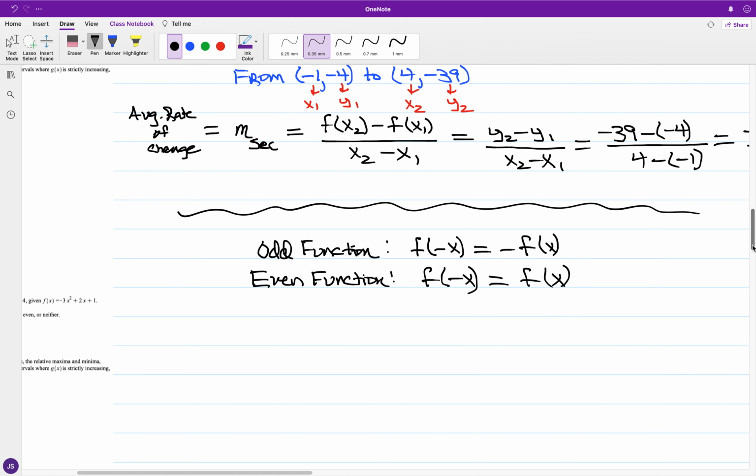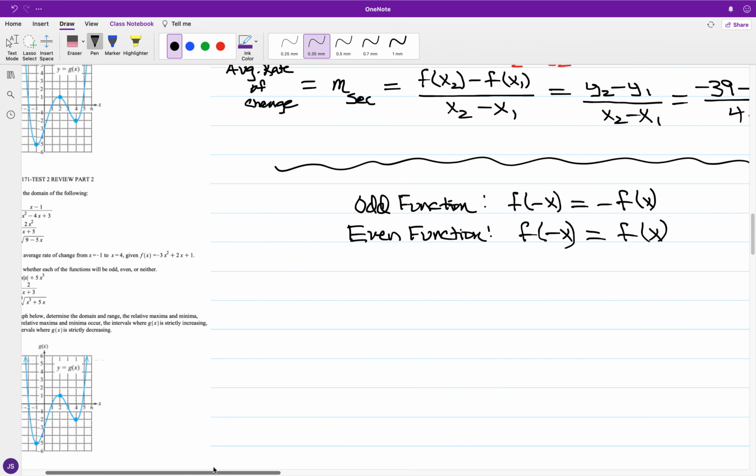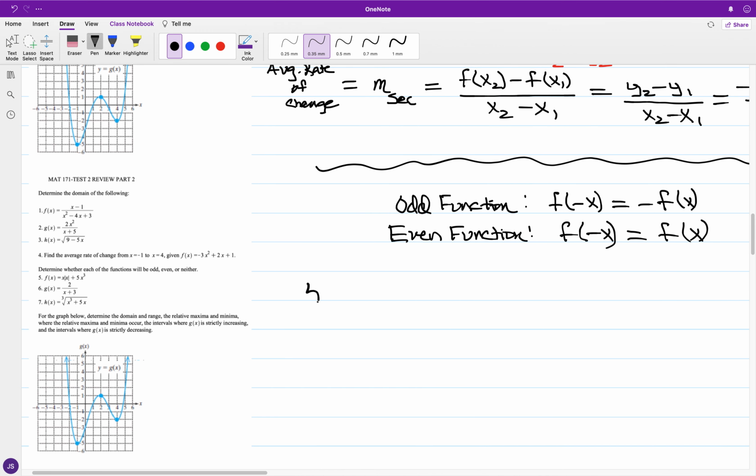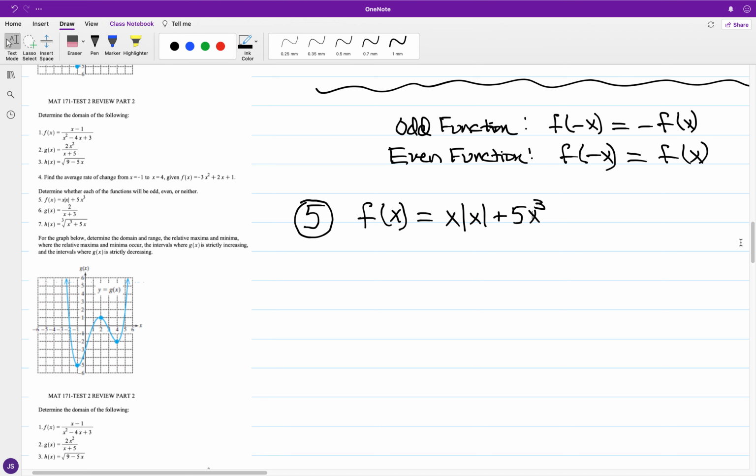And for what we have in the case of number 5, looking to see whether we have this function to be odd or even or neither. Okay, so we have that f of x is equal to x times the absolute value of x plus 5x cubed. So we're going to test this out and see how it compares with f of -x.